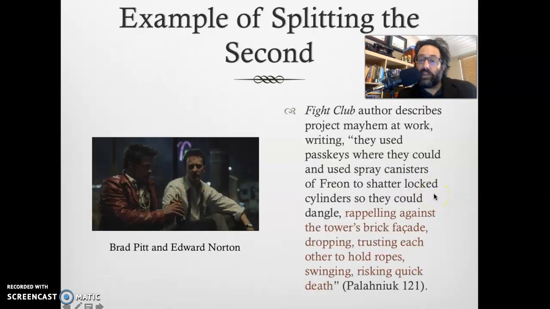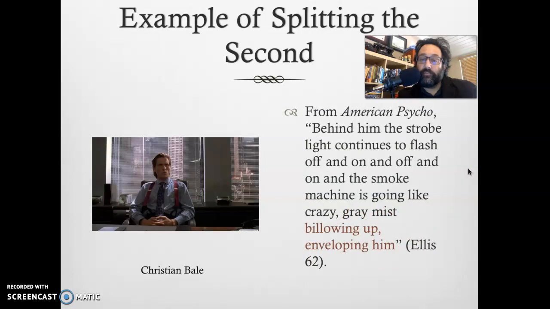And when we split the second, here are some examples from Fight Club. They used pass keys where they could and used spray canisters of Freon to shatter locked cylinders so they could dangle, repelling against the tower's brick facade, dropping, trusting each other to hold ropes, swinging, risking quick death. So there's a wonderful example of splitting the second. There are some other examples there.